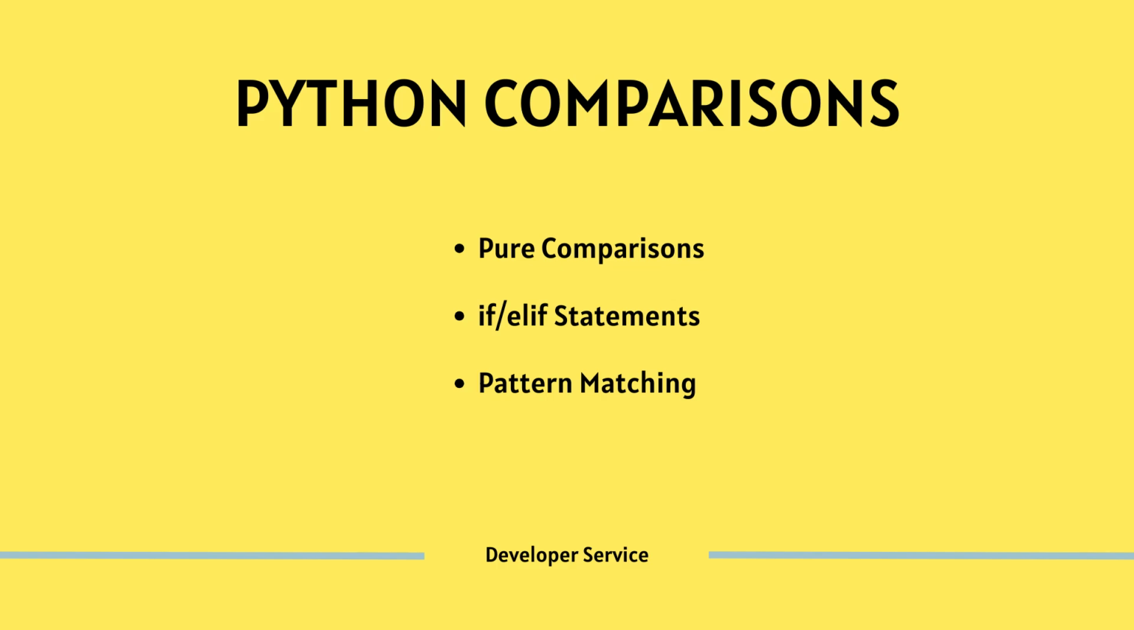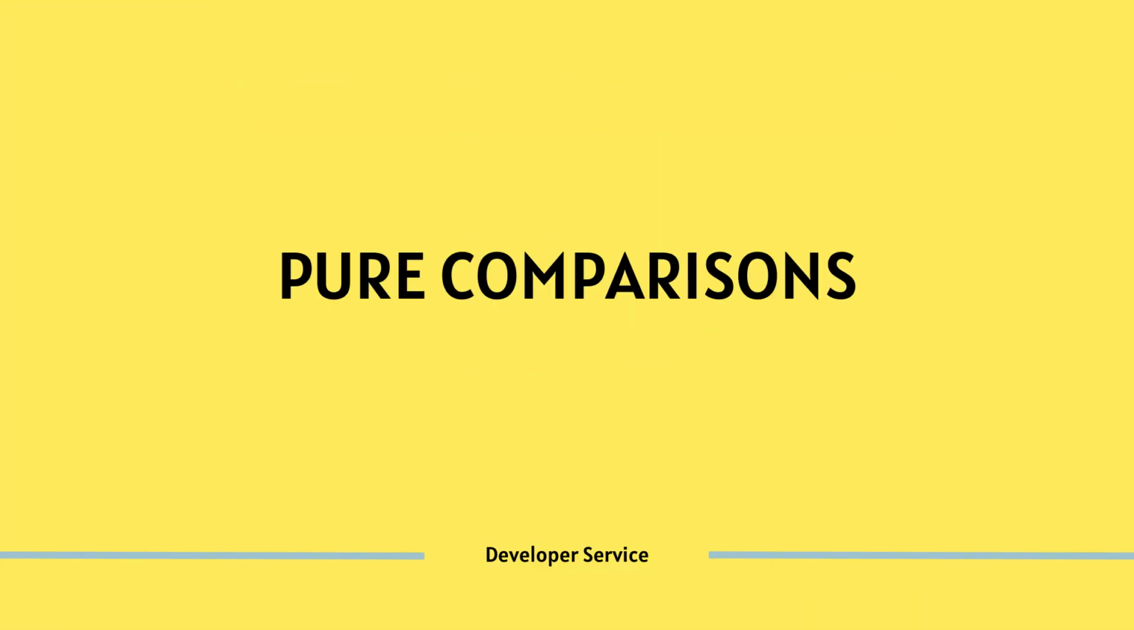On today's video, we're going to be talking about comparisons in Python. There are specifically three types of comparisons in Python. You can do pure comparisons, you can do if and else statements, and since Python 3.10, you can do pattern matching. Let's take a look in more detail at what each of the comparisons means.